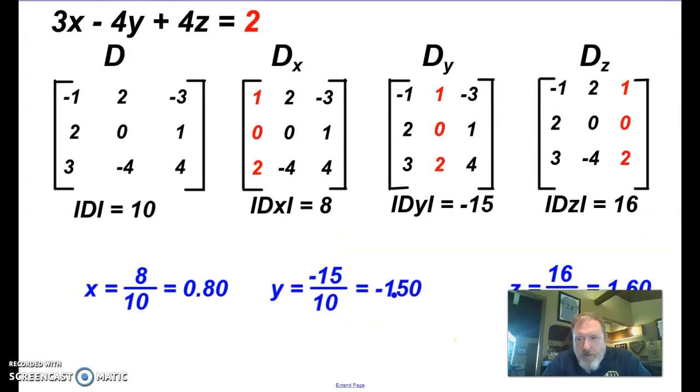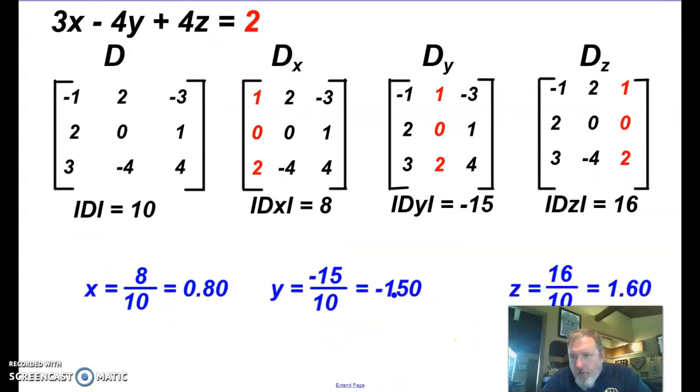And z is going to be 1.6. So again, find your determinants, you divide, and that is Cramer's rule. A couple more examples here, and then we'll be wrapped up for the day.